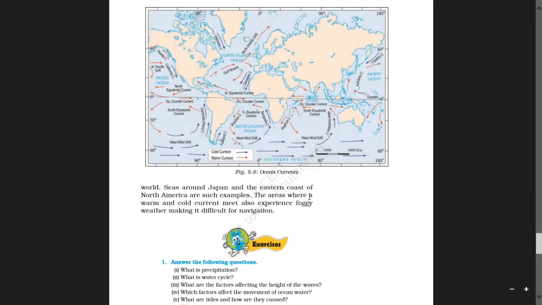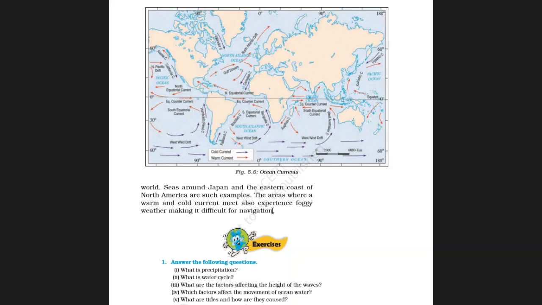The areas where warm and cold currents meet also experience foggy weather, making it difficult for navigation. So as the weather of that place is foggy, it is difficult to travel by water due to this fogginess.